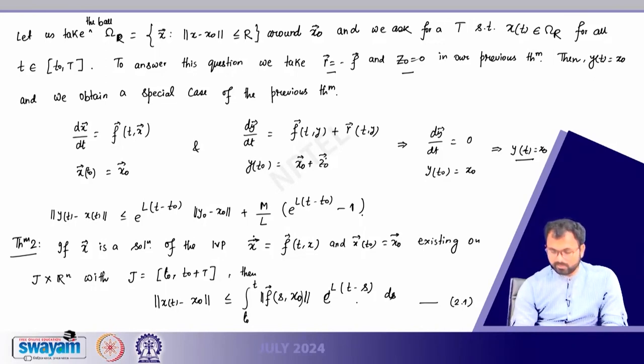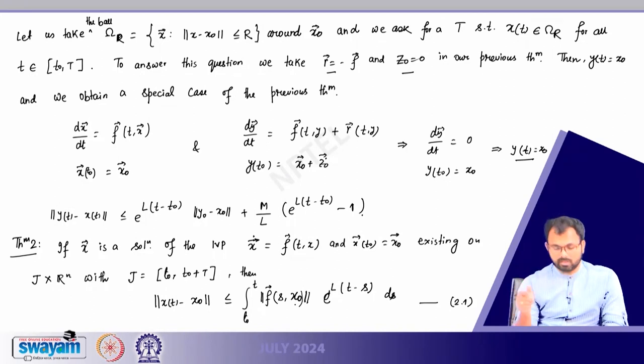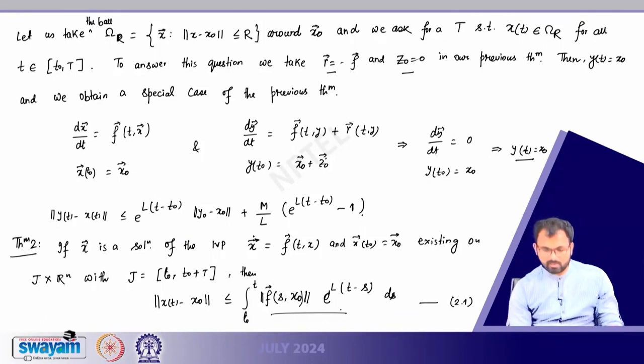Obviously, this part is easy to obtain, because if you look at the previous theorem, there we had the norm of f of s, x(s) minus f of s, x0, plus f of s, x0. From there we obtain the Lipschitz constant, and basically we obtain this part. The Lipschitz constant L tells us this, and the norm of f of s at x0 tells us what the upper bound will be.